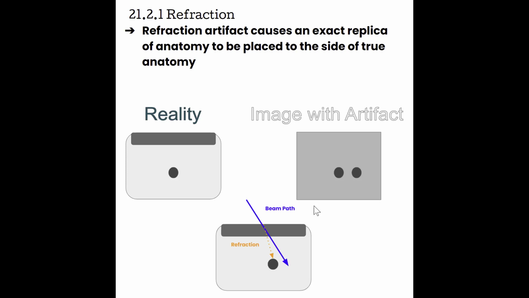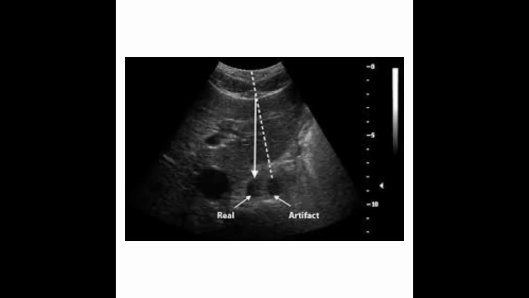So what we end up getting in our picture are the true aorta, or the true anatomy, because other beams have imaged that and placed that there. And then we have the fake anatomy because other beams have refracted and placed that fake anatomy lateral to it. So again, refraction, remember it's an exact replica and it's placed to the side of true anatomy. It is going to be difficult to know for sure which one is the true anatomy versus the false anatomy. So here's an example of refraction, and this is occurring with the aorta.